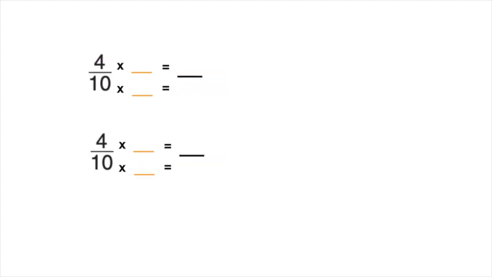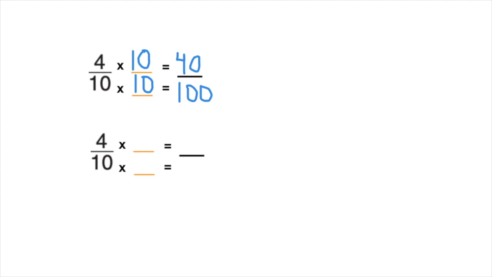Let's try another one. Here we have 4/10 and we want to generate two equivalent fractions. We can pick any whole number. Why don't we pick 10? We'll multiply our numerator and denominator by 10, and 4 times 10 gives us 40, and 10 times 10 gives us 100. So 4/10 is equal to 40/100.